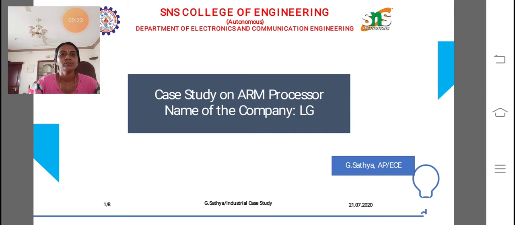Here we are going to discuss the LG company's products related to the ARM processor unit. That is, which LG products use an ARM processor, which product is applicable for the basic processor, that is the classic processor, and which range from the classic processor to higher-end processors. We will discuss them one by one based on our design thinking concept.